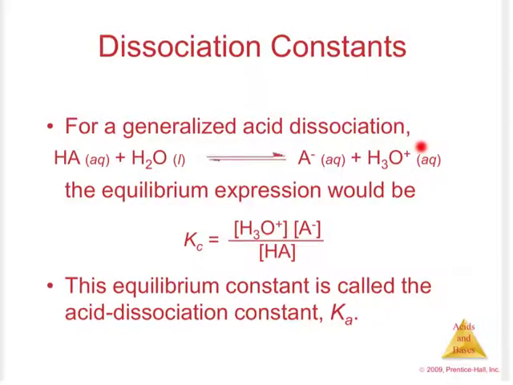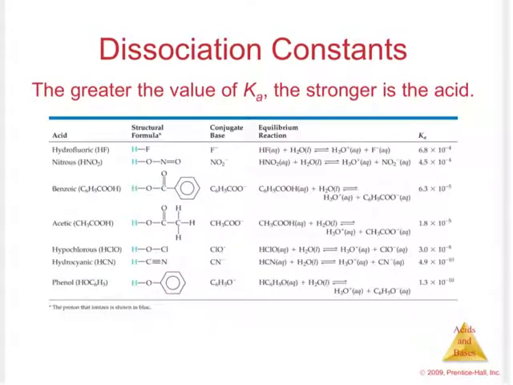And so we could write an equilibrium expression for that with products over reactants raised to the power of the coefficient, just like we did in the previous chapter. And this K is given a special name, Ka, because it's the dissociation constant for an acid.